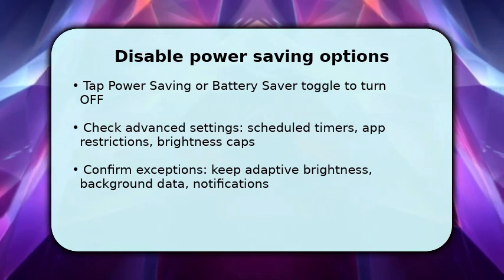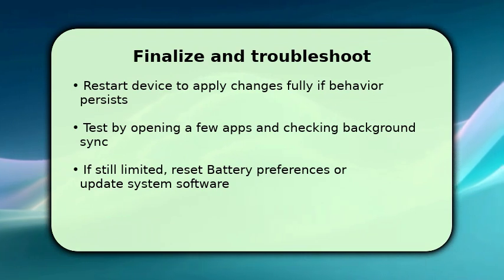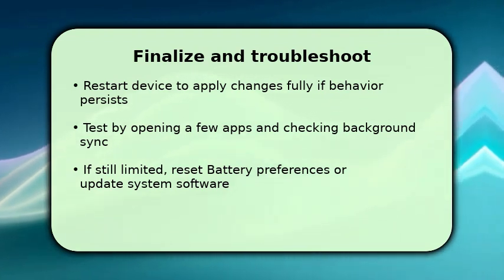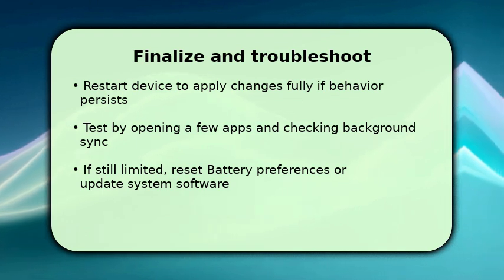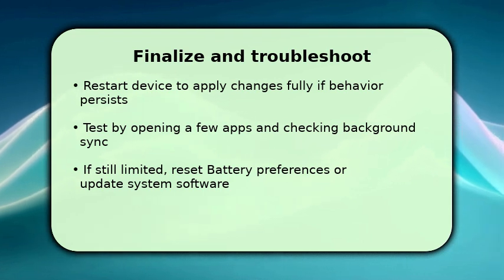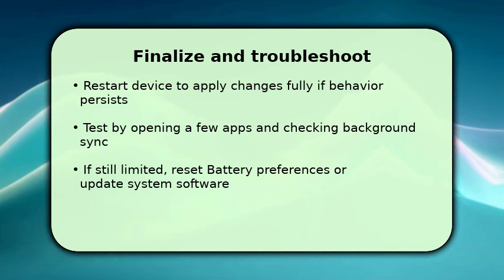A reboot applies all changes and clears temporary power profiles. After the restart, open several apps and watch for normal refresh rates, background sync, and notification delivery to confirm full power is restored. If you still see limits, go to battery settings and reset battery preferences or check for a system update. Sometimes firmware enforces power modes.